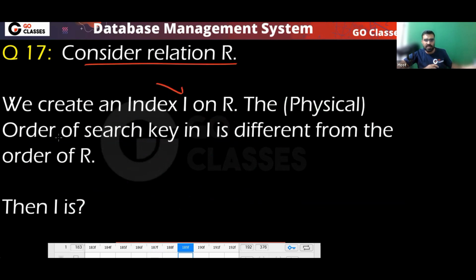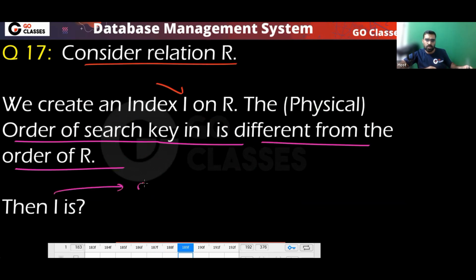The order of search key in I is different from the order of R. It simply means this is a secondary index. More information we cannot give. Agree or not? Whether it is on key or on non-key, we cannot say. But I can say that this is a secondary index.